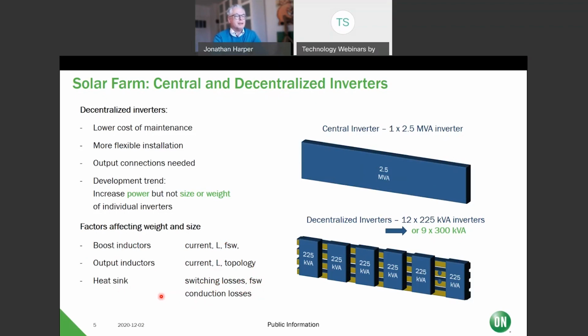So that's the basic concept of a solar farm with its centralized and decentralized inverters. And the idea is to get the decentralized inverters lighter. And in this case, for example, if you went up to 300 kVA, you could use 9 instead of 12, and that will obviously save you cost.